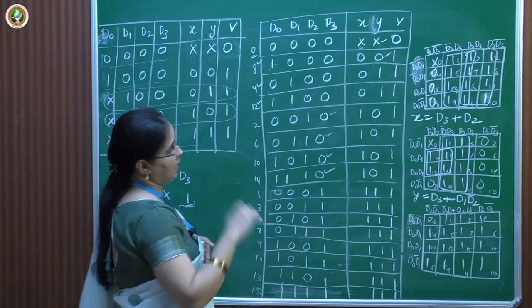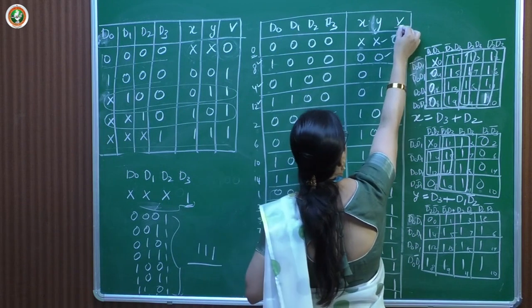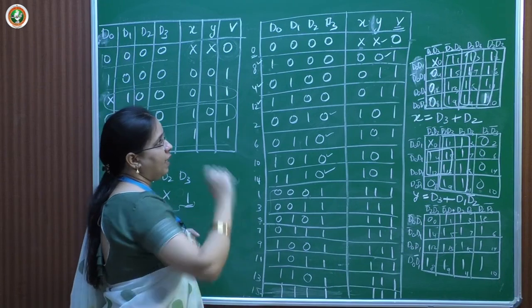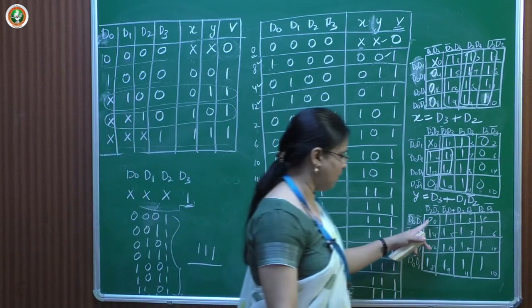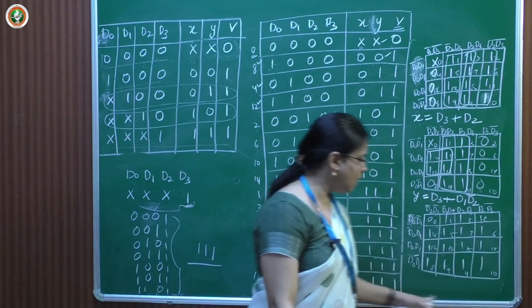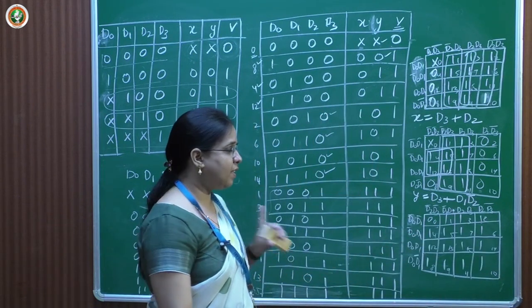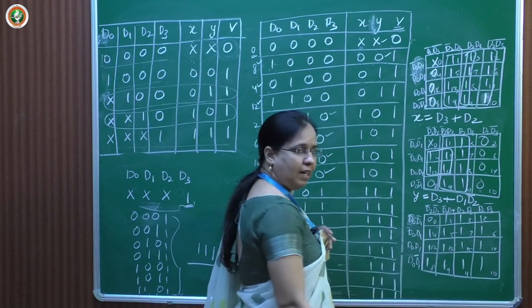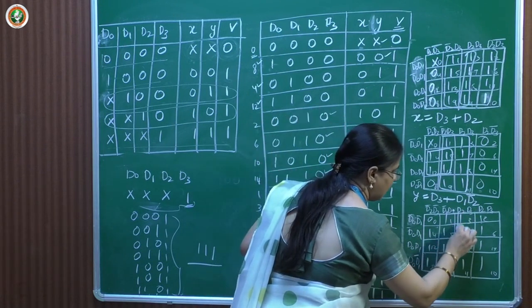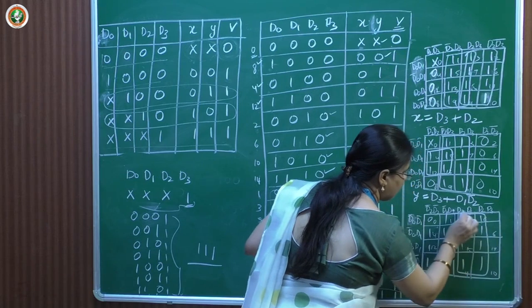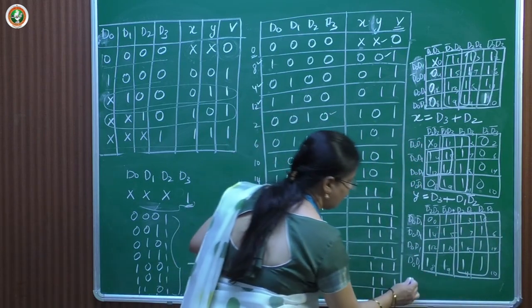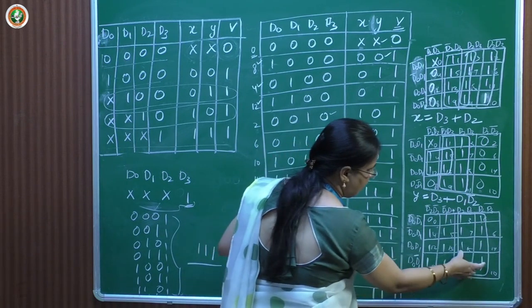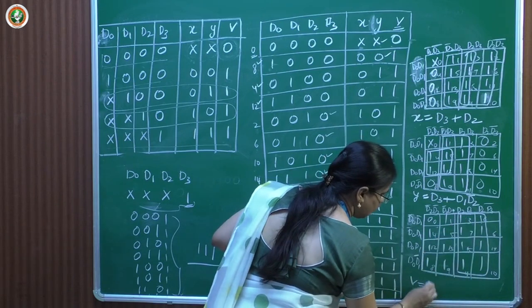Then coming to the last output, V. If you carefully observe the truth table, only one entry is 0. That is minterm 0. Except this, the remaining entries are all 1s. Can you just try how many groups we can make? D1 will go off. I am left out with what here? I guess D2 is left out.